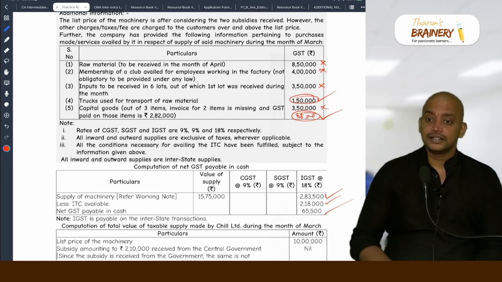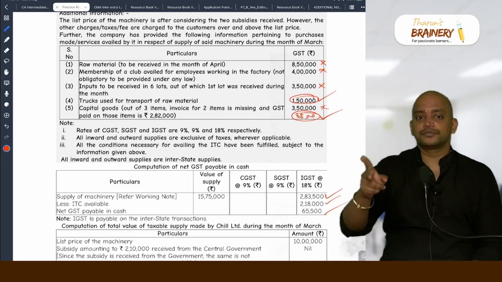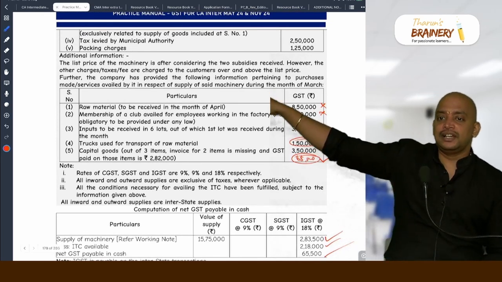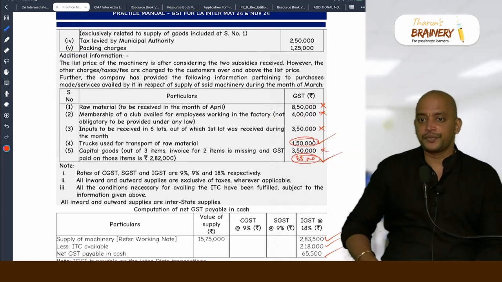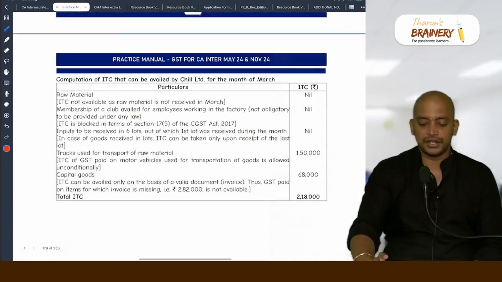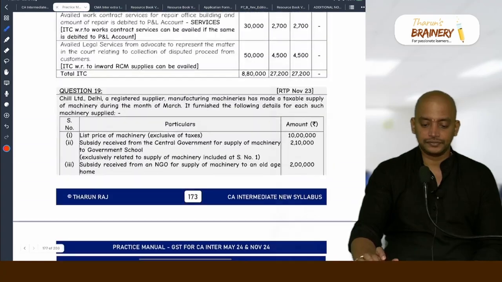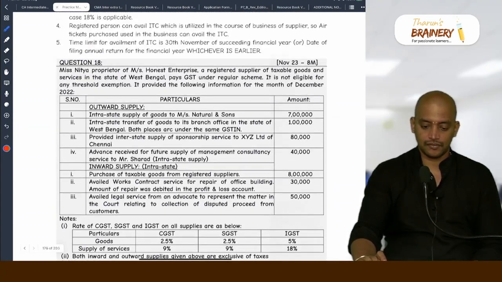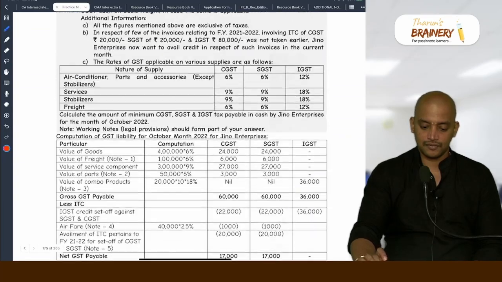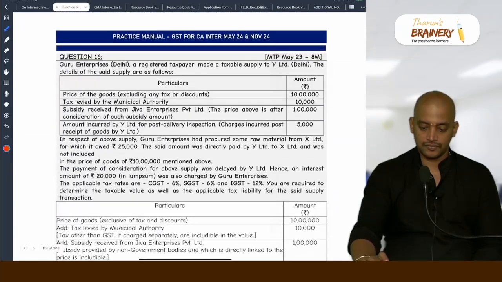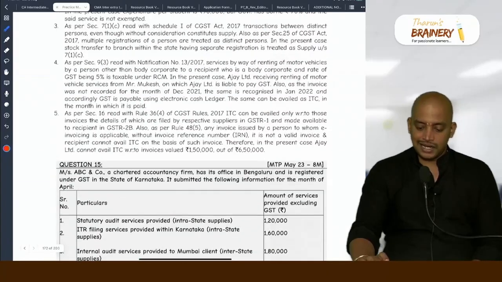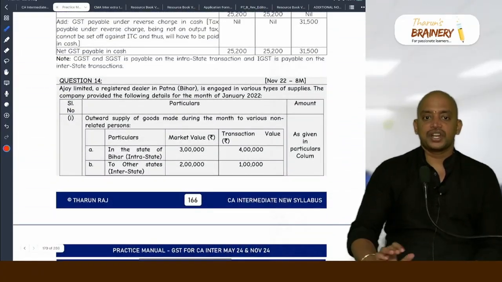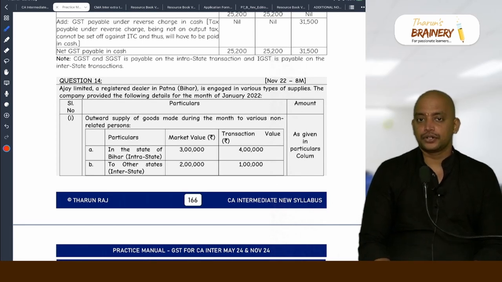Easier? So sometimes questions will be like this also. But here more of notes is required. Why ITC not available? Like that we need to write the notes. Okay. Computation is easy, but the notes we have to write. Then go to question number 14. Go to question number 14.